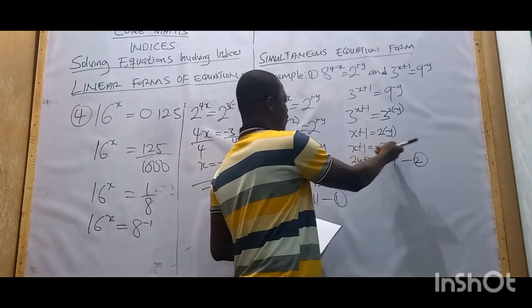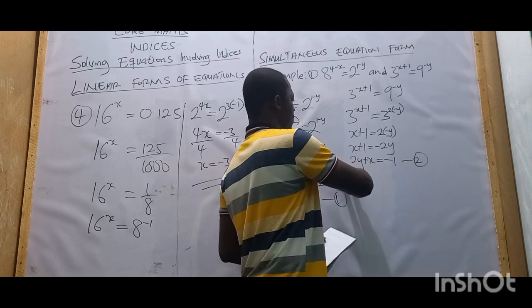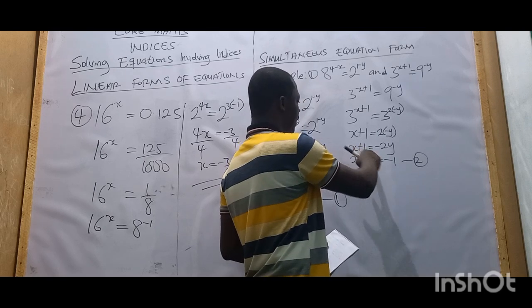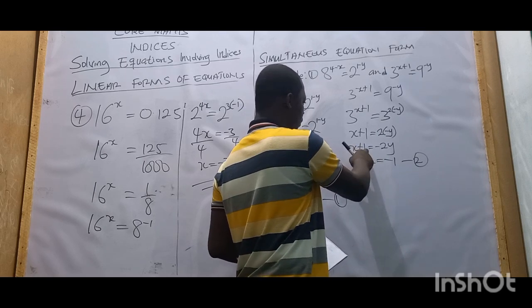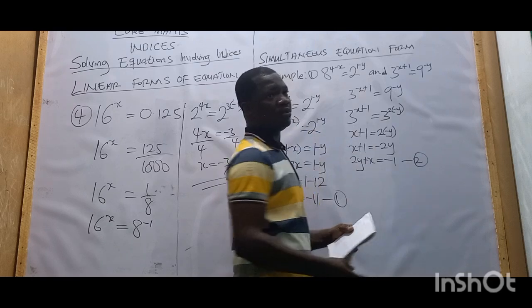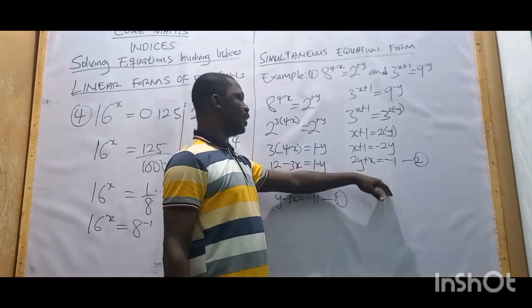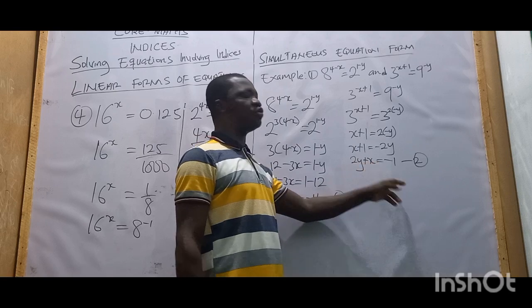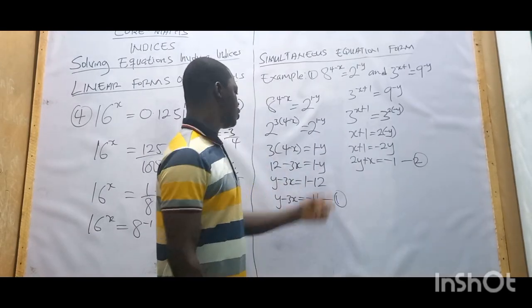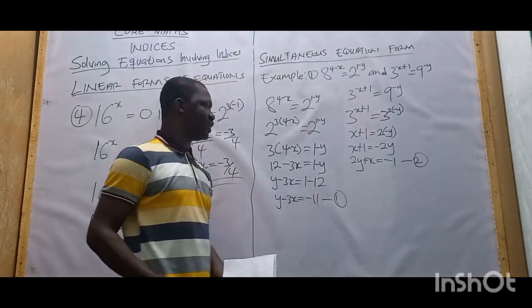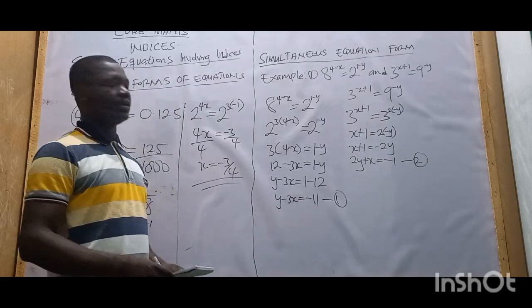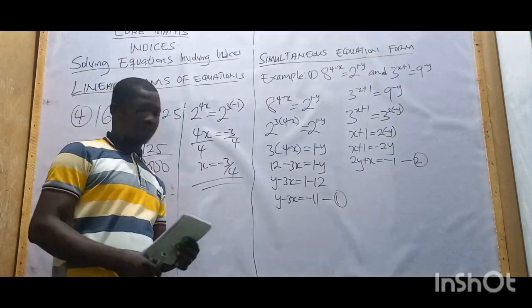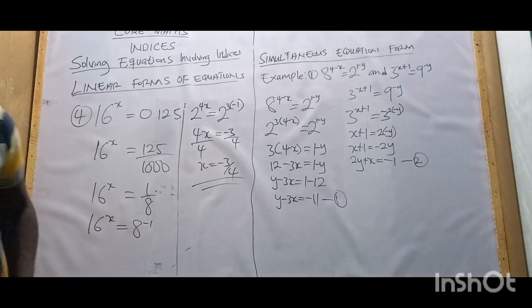I'll move this one to the other side, which becomes what? Positive. Then I'll maintain it. Then I'll move the positive one to the other side of the equation sign, which becomes what? Negative. So I have my equation 2 to be what? 2x plus 1 equal to what? Negative 1. So let me solve the two simultaneously. Right. Okay, so let's proceed over here.